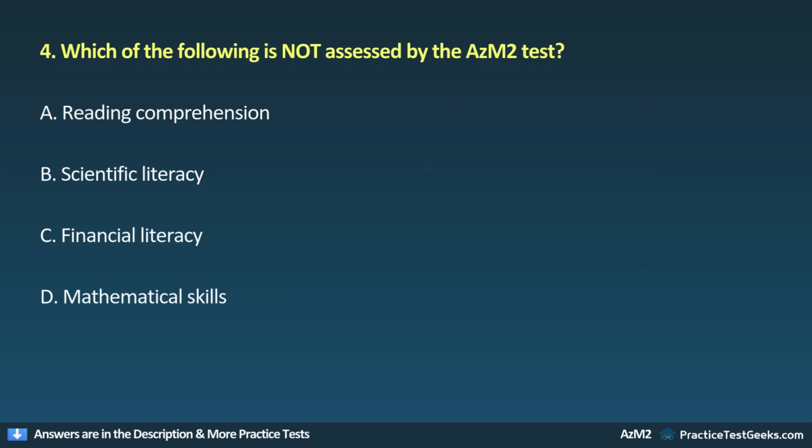4. Which of the following is not assessed by the AzM2 test? A. Reading comprehension. B. Scientific literacy. C. Financial literacy. D. Mathematical skills.